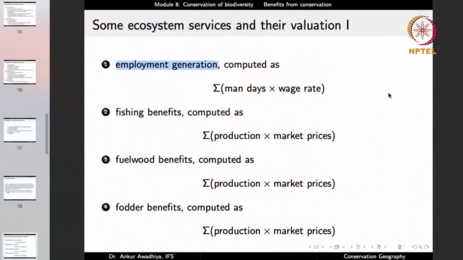So there is a large amount of employment that gets generated merely because there is a protected area that has been created. Now this employment generation can be computed as the number of man days that are generated multiplied by the wage rate. Different people would be paid at different wages, so we can do a summation of the number of man days for each person who is getting employment multiplied by his or her wage rate. So this gives us a valuation of the amount of employment that is getting generated because of the in situ conservation reserve.